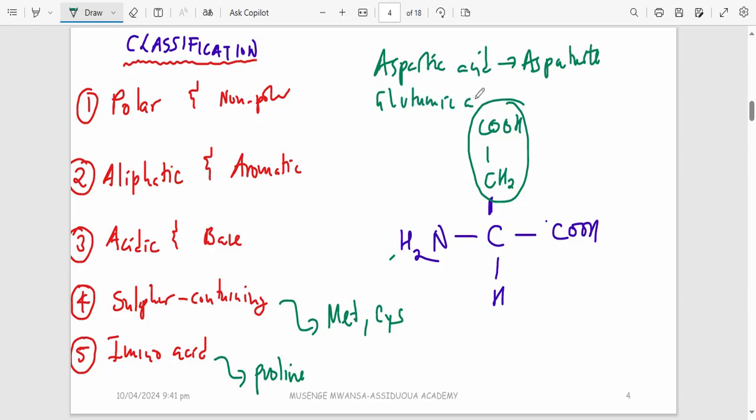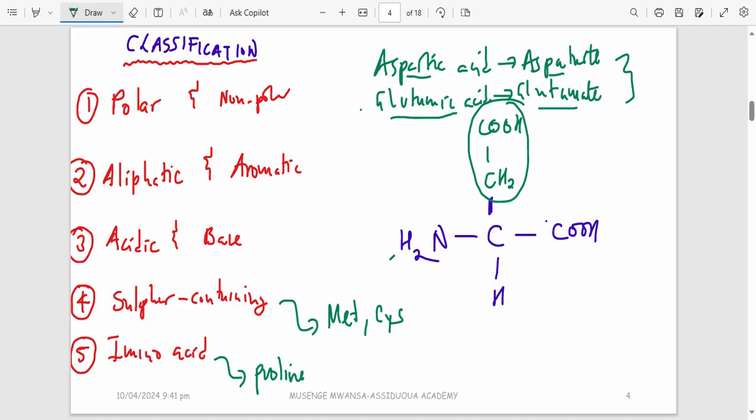Glutamic acid is also known as glutamate. Don't forget we also have what we call glutamine. It's not the same. This is glutamate. Glutamic acid is uncharged. When it becomes charged, it's known as glutamate. Same with aspartic acid: it is uncharged, and when it becomes charged, it's known as aspartate. So these two that I've mentioned are acidic amino acids.